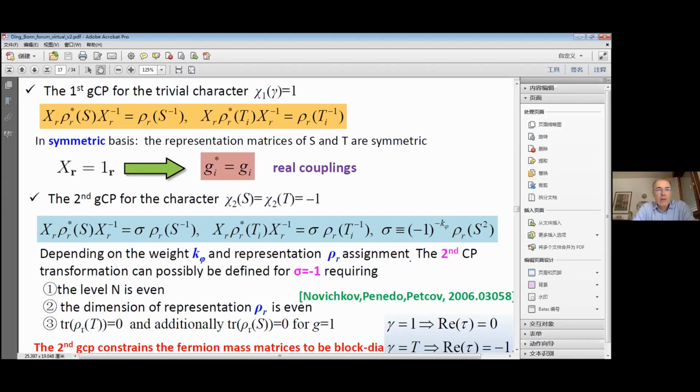You showed how to extend the possibility of integer, even integer, and then eventually fractional weight. I have not followed completely your explanation, and I would like to know whether, when k is fractional, so fractional modular weight, modular forms and matter multiplets still have the same transformation properties, or whether there is a difference between modular forms and matter multiplets as far as transformations are concerned.